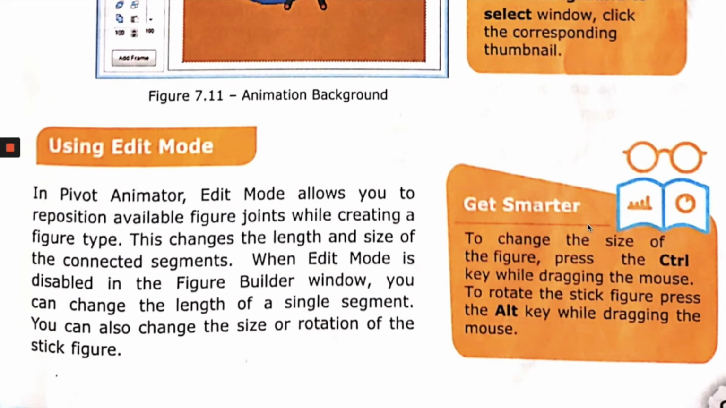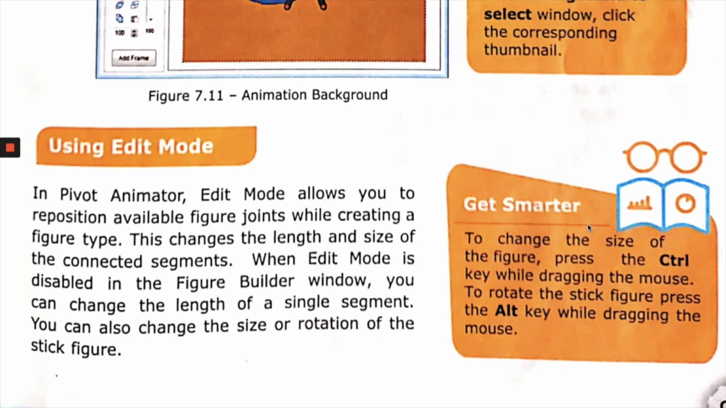The next one is using edit mode. In Pivot Animator, edit mode allows you to reposition available figure joints while creating a figure type. It allows you to reposition your figure joints the way you like. When you reposition the joints, the length and size of the connected segments changes.